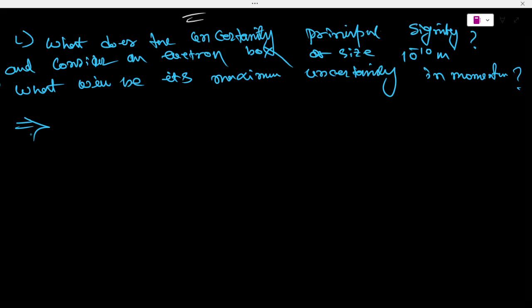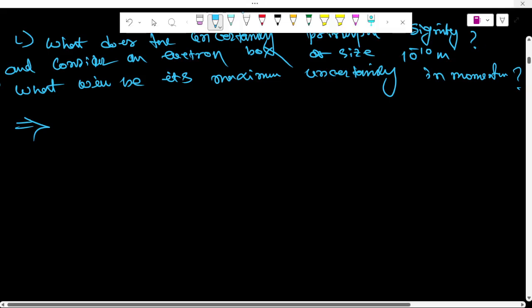So that's the uncertainty principle. If you want to signify what the uncertainty principle is, you definitely have to write something like this, with the experimental as well as logical explanation and an example also. And for its maximum uncertainty in momentum, I definitely have to calculate. Before that, I am going to write here again the physical significance of the uncertainty principle. So first of all, I am going to write very speedily.